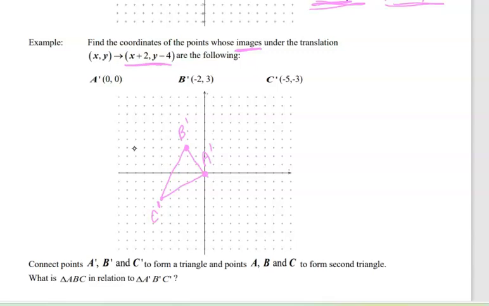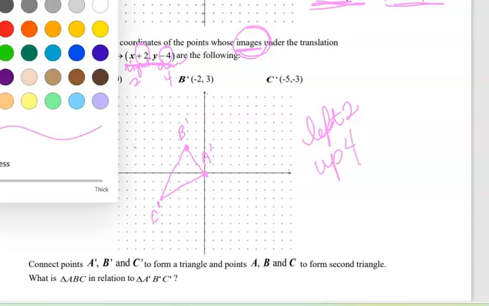And so since we're going backwards to find the original, because it says this is the image, we're finding the pre-image, I need to go backwards from what this rule said. This says the original was taken to the right 2 and down 4, because +2 means go to the right 2, -4 means go down 4. So in order to reverse that, I need to take these 3 points and go to the left 2 and go up 4 to find the original shape.